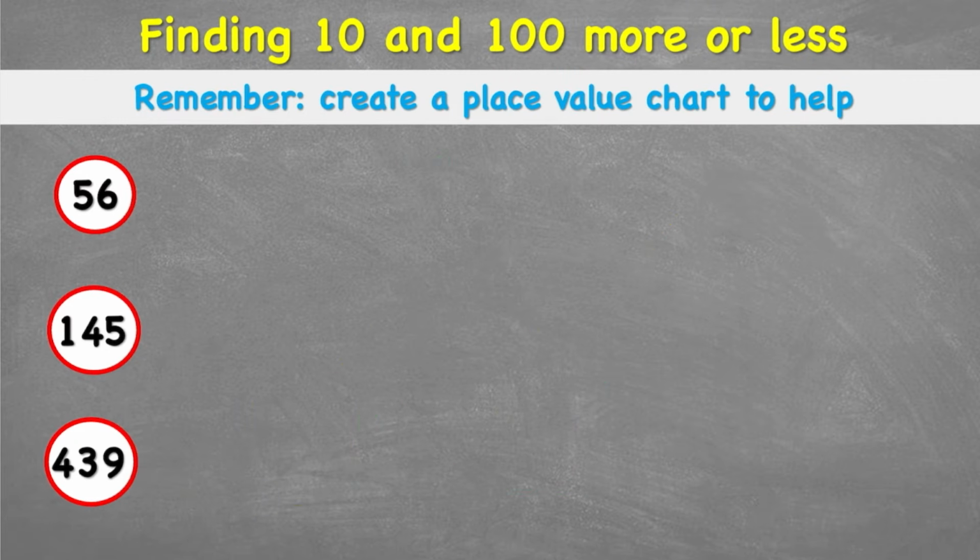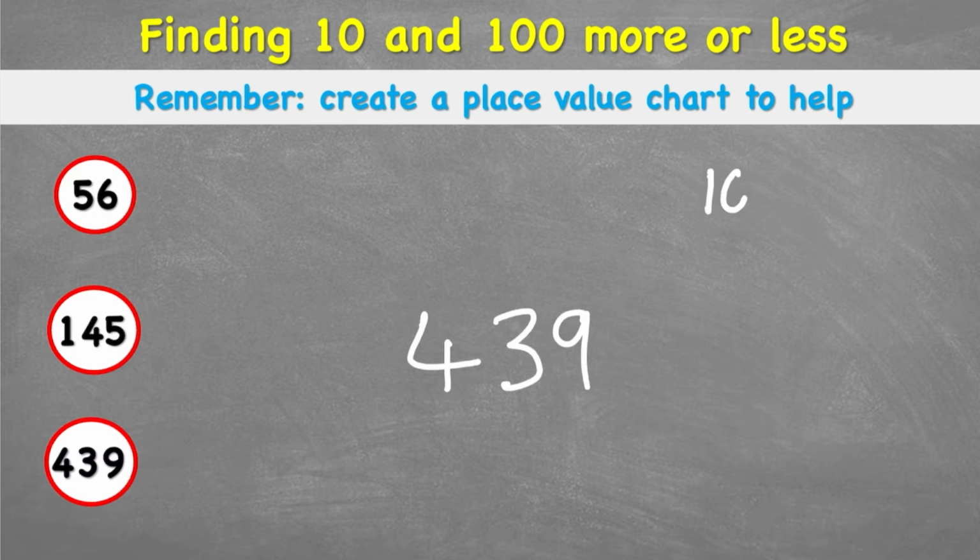Okay, let's look at our last example, 439. A huge number. And let's have a look what 10 less looks like. So let's remember, always put our place value chart in place. That's going to help us remember how to do it, but also help us remember which column we're going to be working on. And if we're working on 10 less, I'm going to be in my tens column.